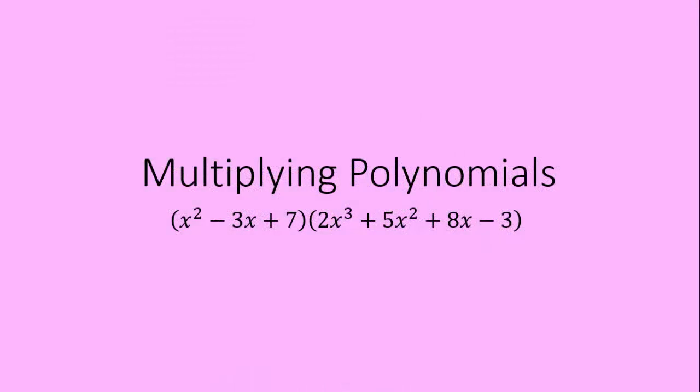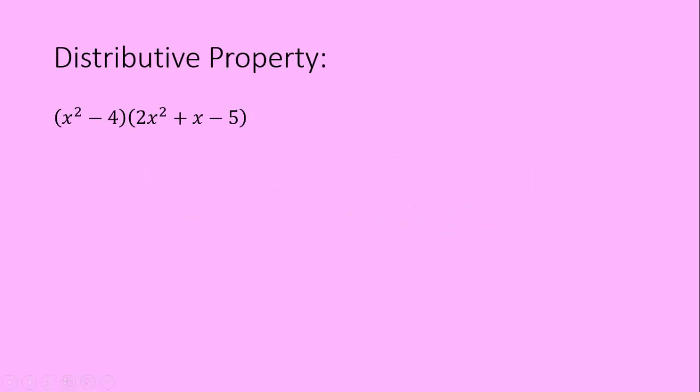Beyond FOIL and multiply some larger polynomials. We still use the distributive property, so the main idea is to multiply x squared times everything in the second polynomial, and then multiply -4 times everything in the second polynomial. But I have suggestions about how best to set that up. I like to stack them just for organizational purposes, like this.